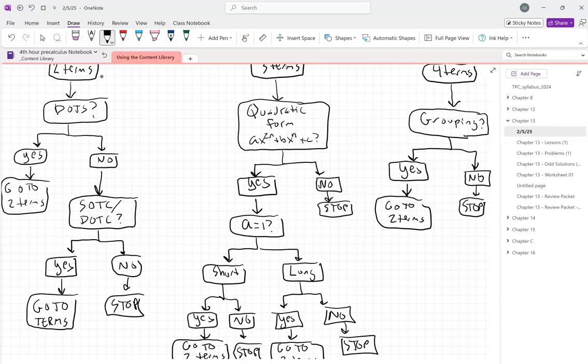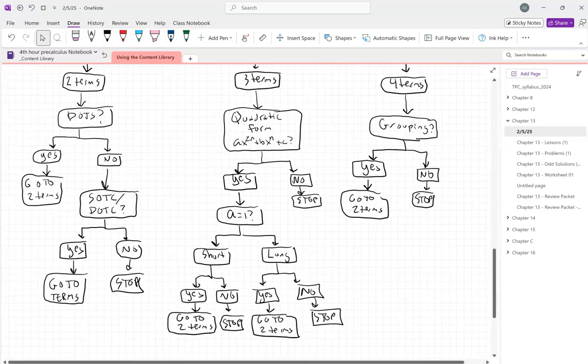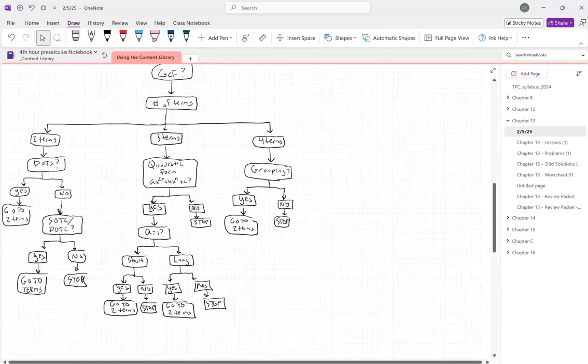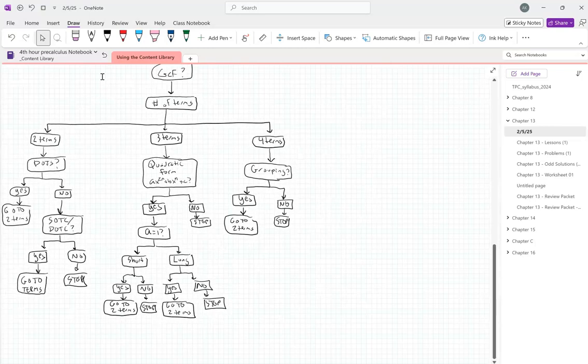Yes, Cameron. Sure. I'm going to zoom that out so you guys can see the whole thing there at one time.